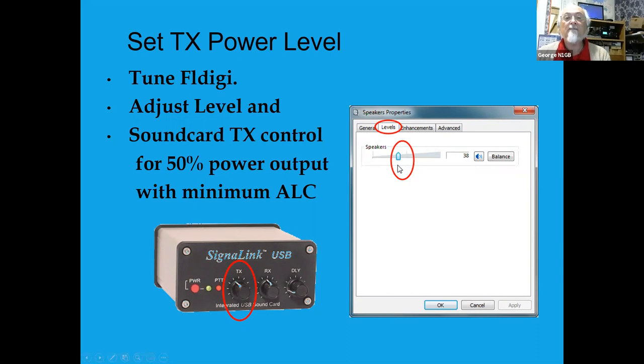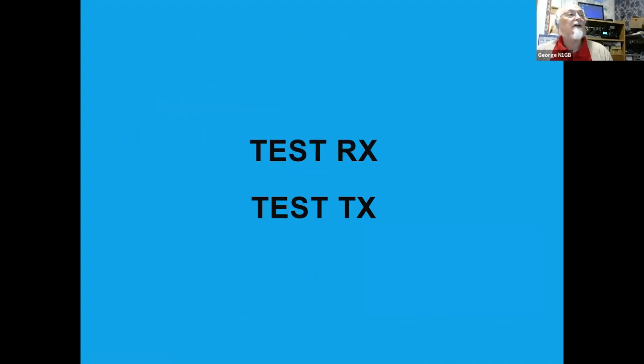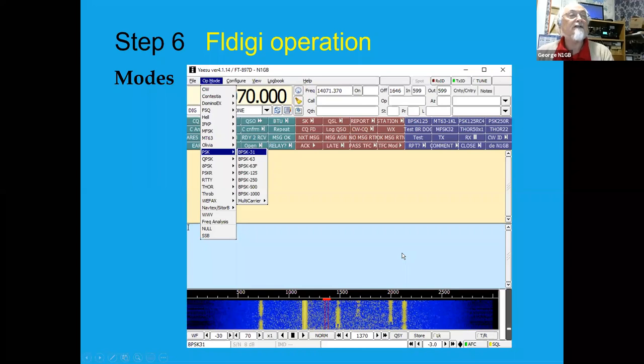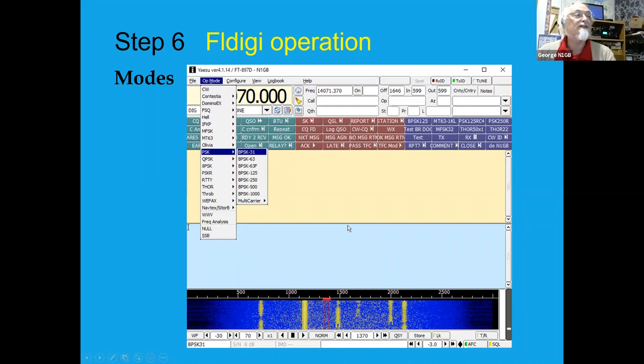Okay, we've already gone through the little test there. Assuming that you've successfully got your FL-Digi receiving signals and putting out a carrier at no greater than 50% of your rated power on your radio, we're ready to actually talk about getting on the air to operate. So the first thing you're gonna do is choose the op mode that you're gonna be using for this purpose.